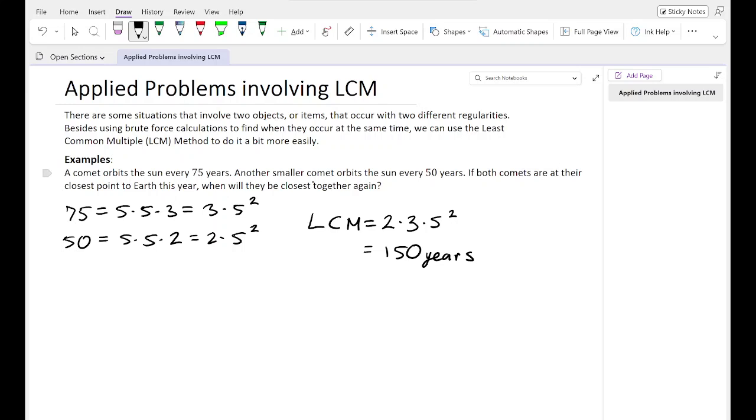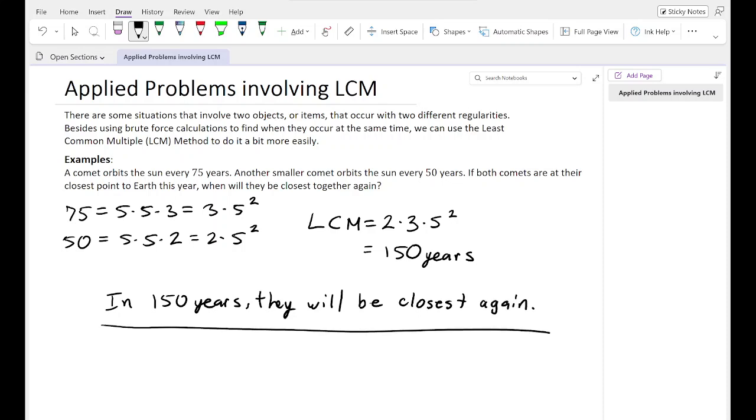When will they be closest together again? In 150 years, they will be closest again. There you go. That's how you do the LCM method. Very easy.